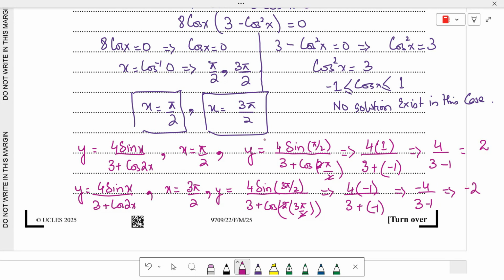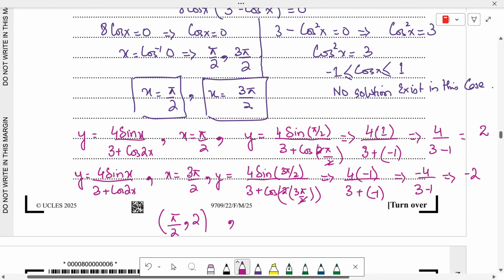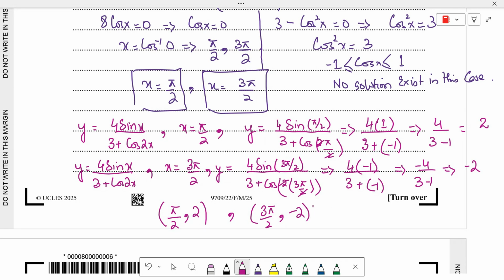So we have two coordinates. For the value of x pi by 2, we have y coordinate 2. So we can say that the point is pi by 2 and y coordinate is 2. And the second stationary point, for the value of x coordinate 3 pi by 2, has y coordinate which is negative 2. So these are two stationary points.